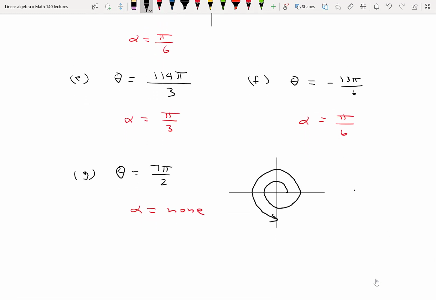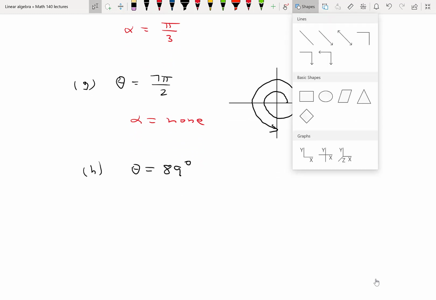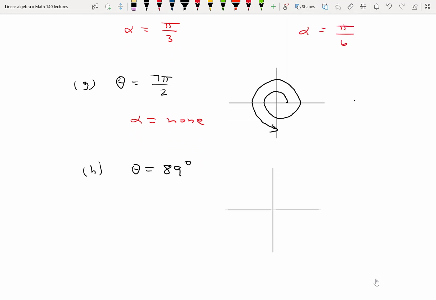Here's a tricky one. It's easy, but it's a little tricky unless you pay real close attention to the definition of a reference angle. 89 degrees. What's the reference angle? 89 degrees. My goodness, that is so close. 89 degrees is so very close to 90 degrees.